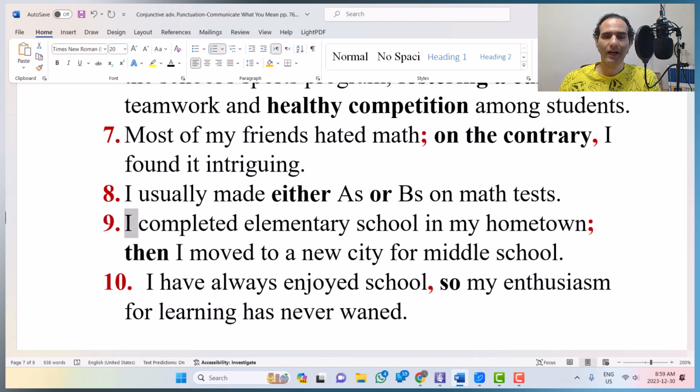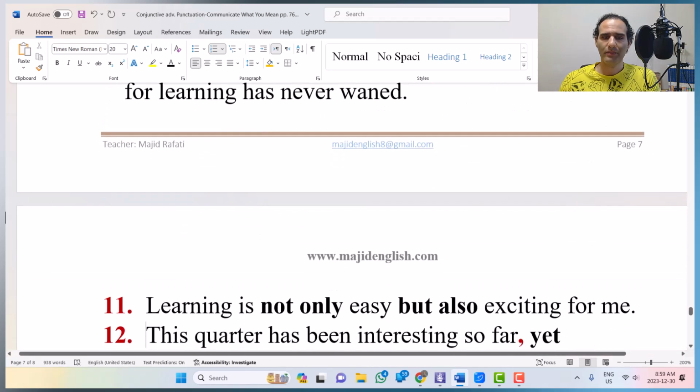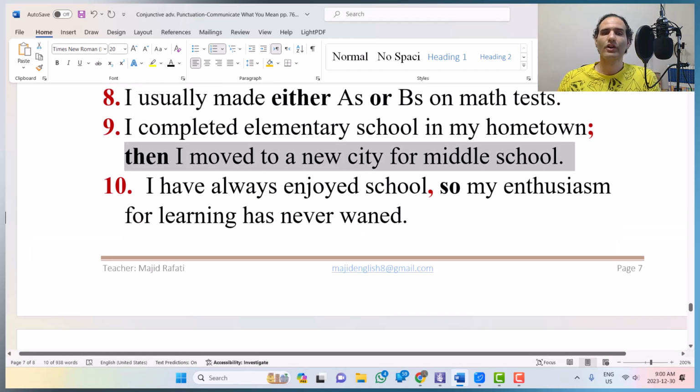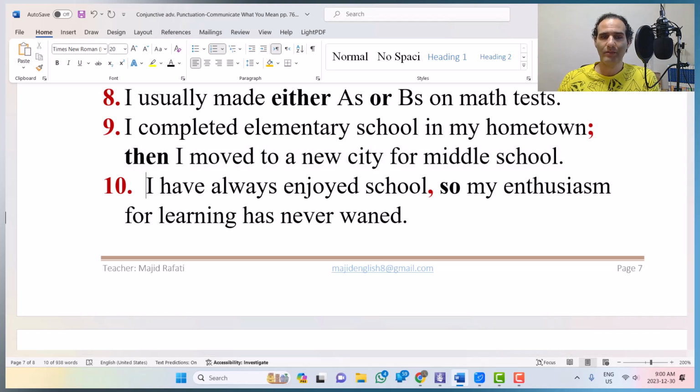Number 9, I completed elementary school in my hometown. Then, with no comma afterwards, I moved to a new city for middle school. Okay? Number 10, we know that conjunctive adverbs of time sequence are not followed by a comma, but the other ones are. I have always enjoyed school, so my enthusiasm for learning has never waned.